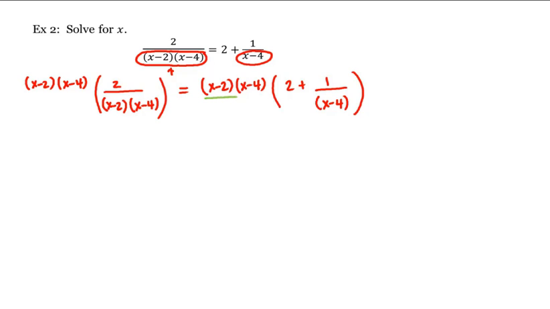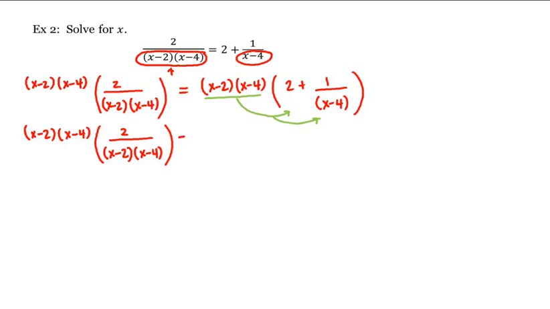Now let's distribute this product to both of these two terms, which gives us (x − 2)(x − 4) times 2 divided by (x − 2)(x − 4) is equal to (x − 2)(x − 4) times 2 plus (x − 2)(x − 4) times 1 divided by x − 4.